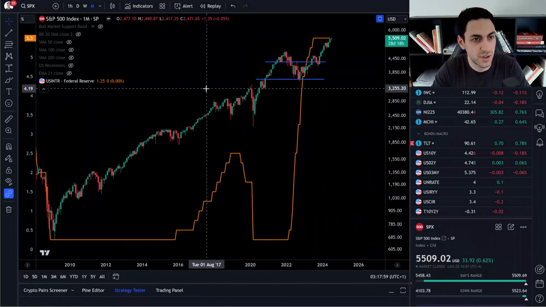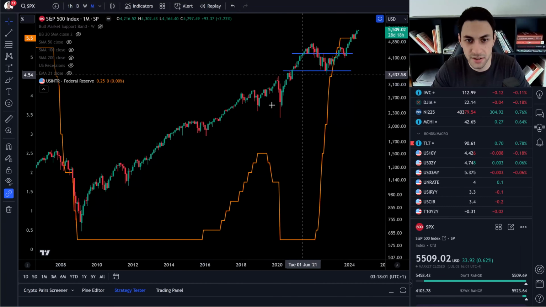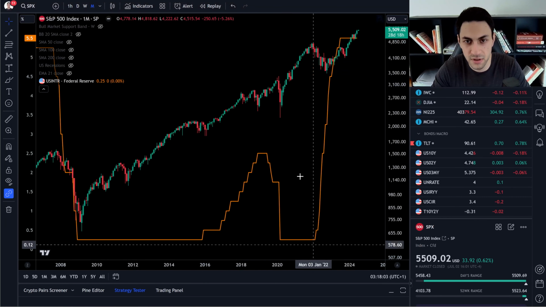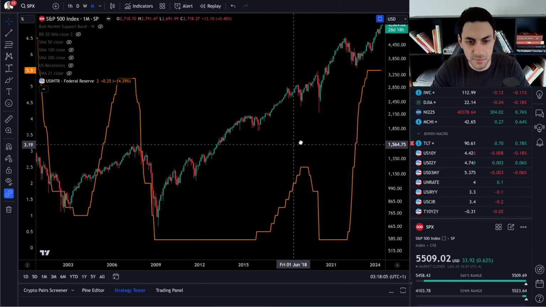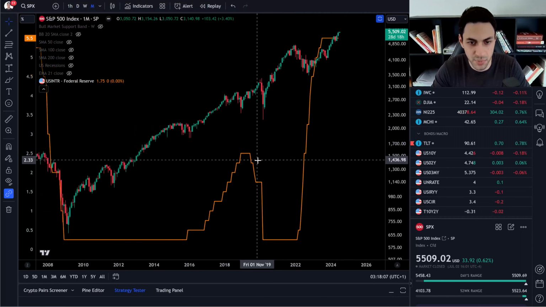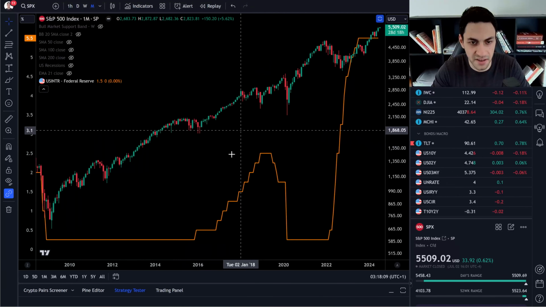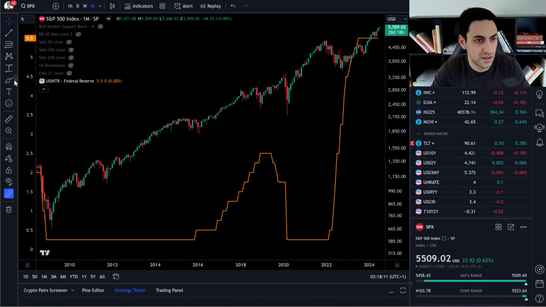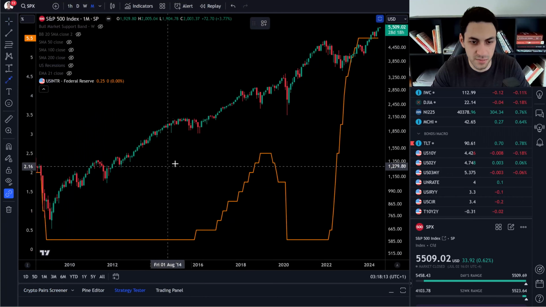If we go to the SPX chart, let's get rid of the drawings. Here, for example, the same rate hiking cycle was during a bull run.